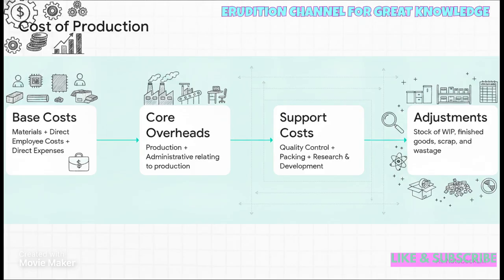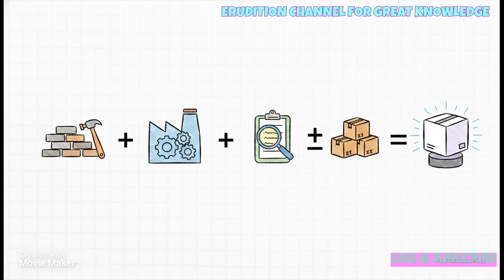Step 3 adds specialized support costs like quality control, packing, and R&D. And finally, Step 4 makes our absolutely crucial stock adjustments. And here it is, the whole shebang altogether. This is the exact GAAP-compliant master equation that you need to commit to memory. Every single element here is required to arrive at the true cost of production for a product or service.